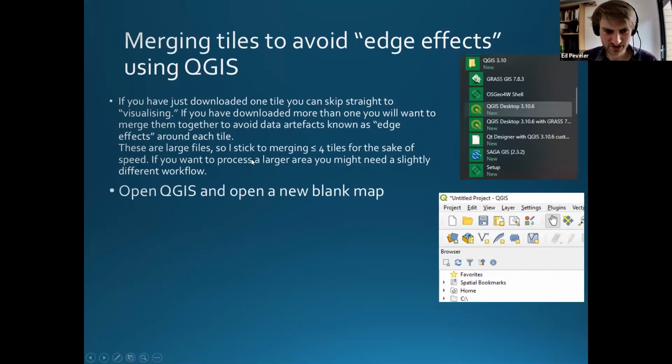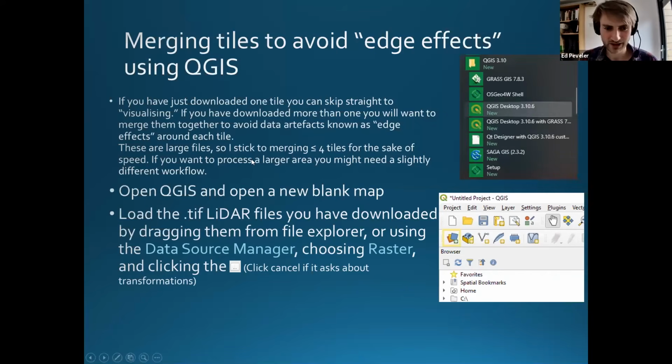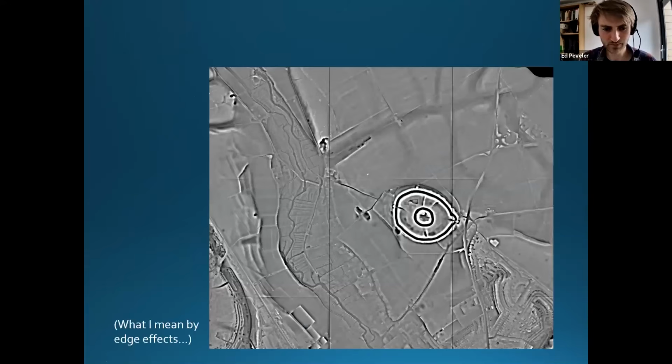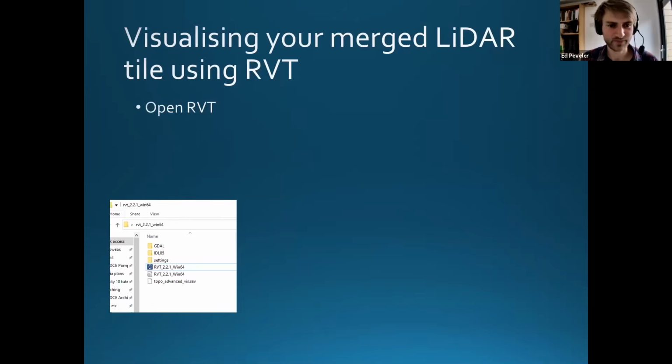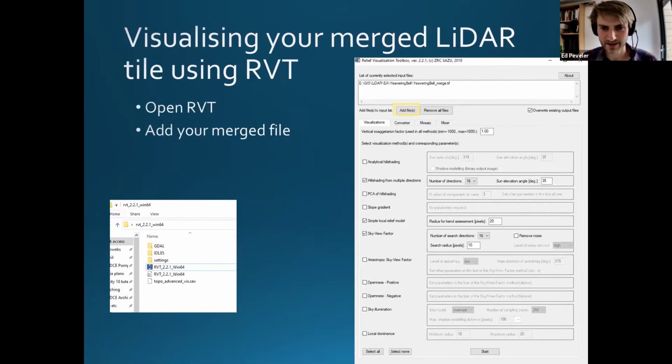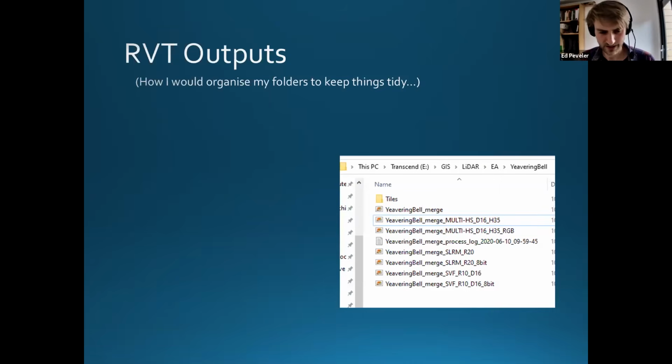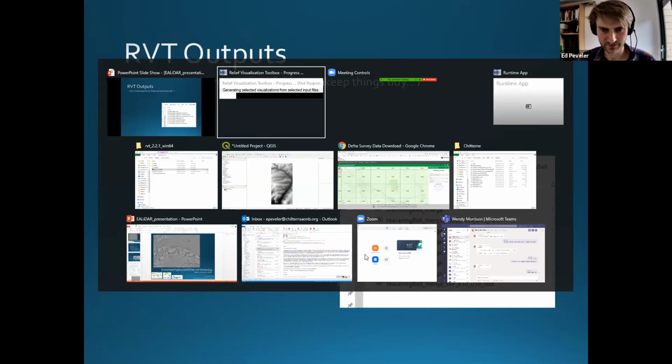So just to flick through those instructions again. So we opened QGIS, we loaded in the file, we then moved it all into one single file. This is what I meant by edge effects. So if I'd processed those tiles, you end up with these horrible little lines in between everything. So you want to try and get rid of those because they're not nice. And then we've opened RVT. We've added our merged file. We've chosen our desired outputs and settings. Click Start, and then hopefully it should be running. Let's see how that's getting on.